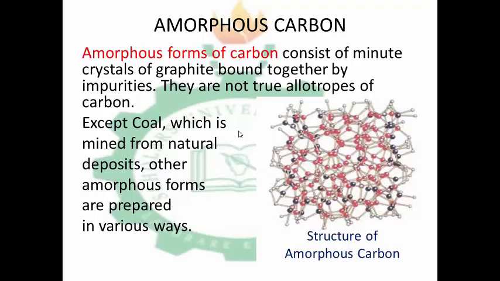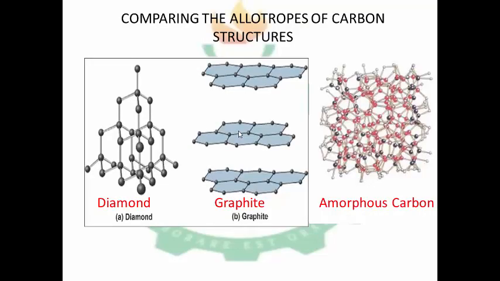Except amorphous carbon like coal, which is mined from natural deposit, other amorphous carbon are prepared in various ways. That means amorphous carbon can be prepared, but usually coal is mined. But all other amorphous carbon are always prepared. For example, amorphous carbon like soot, like lamp black, like charcoal, they can actually be produced. But coal cannot be produced like that, so it is always mined from the ground.